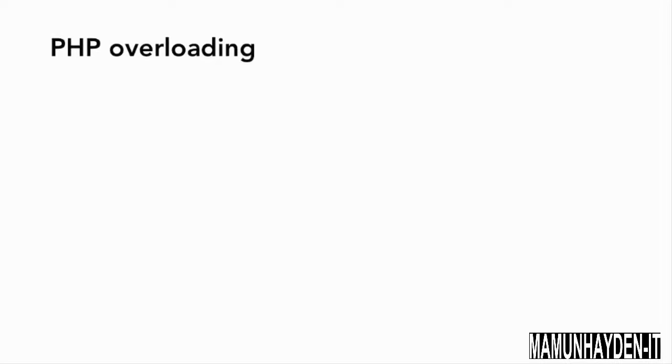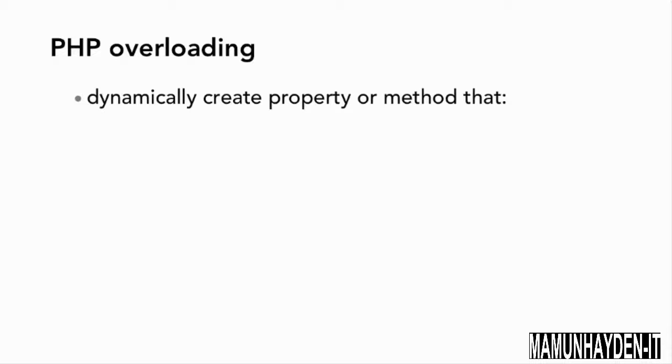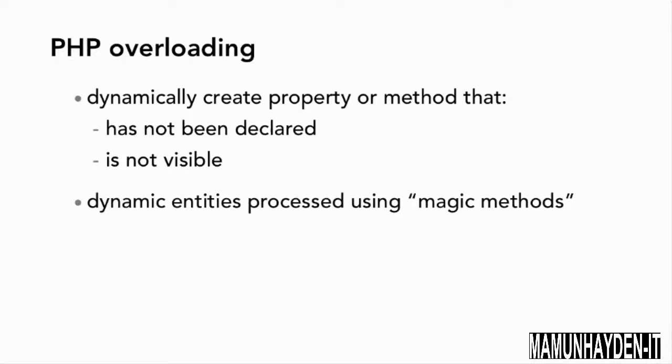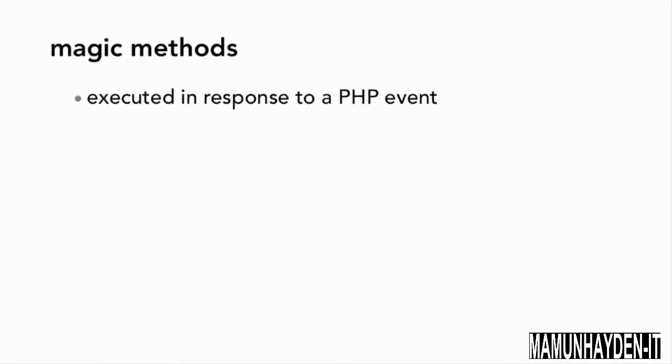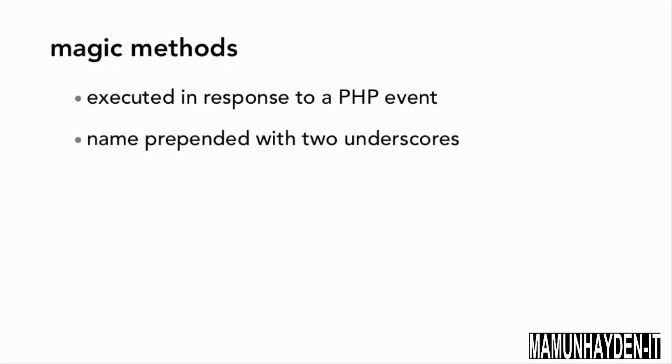Within PHP, overloading means to dynamically create a property or method that has not been declared or is not visible in the current scope. These dynamic entities are processed using what are known as magic methods. Magic methods are a collection of specialized methods with a unique naming convention that are executed in response to a PHP event. Each magic method name is prepended with two underscores, such as __construct and __toString.